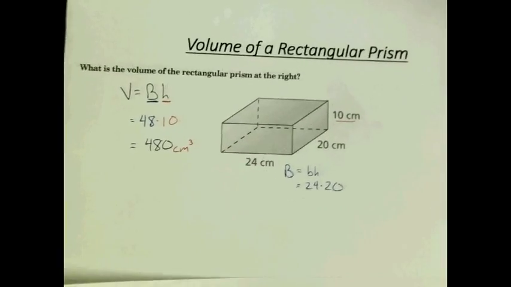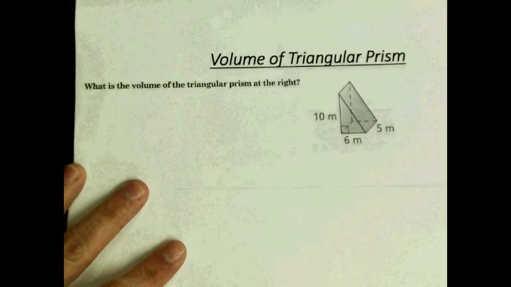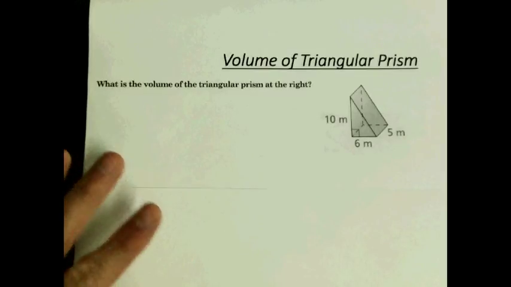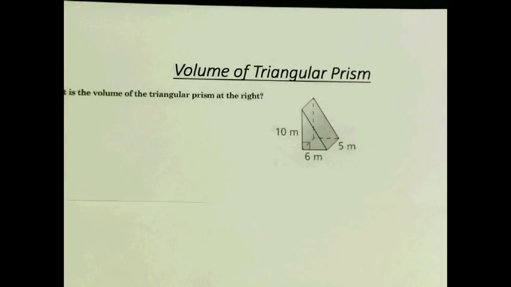What other types of prisms might there be? Well, we can see here in this next example, we have a different prism. So this is going to be a triangular prism. But how does that work? So you remember how the prism works. You want to look for your two congruent bases.